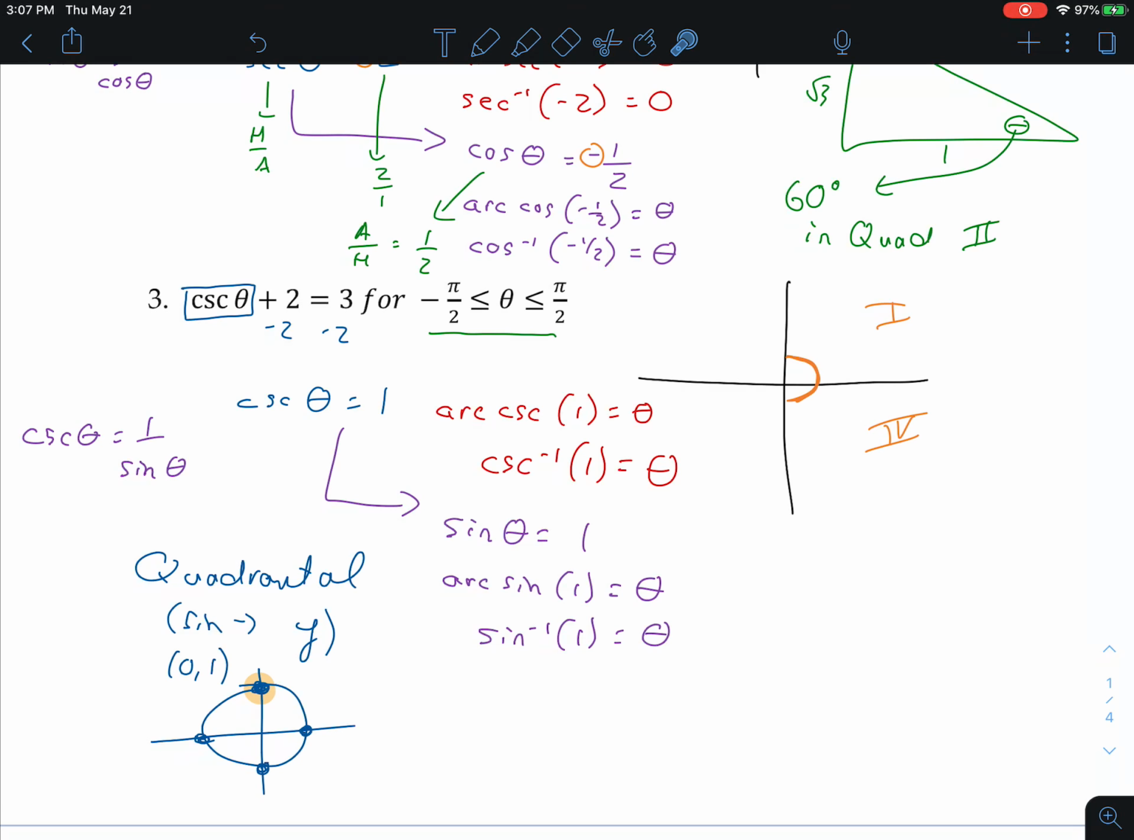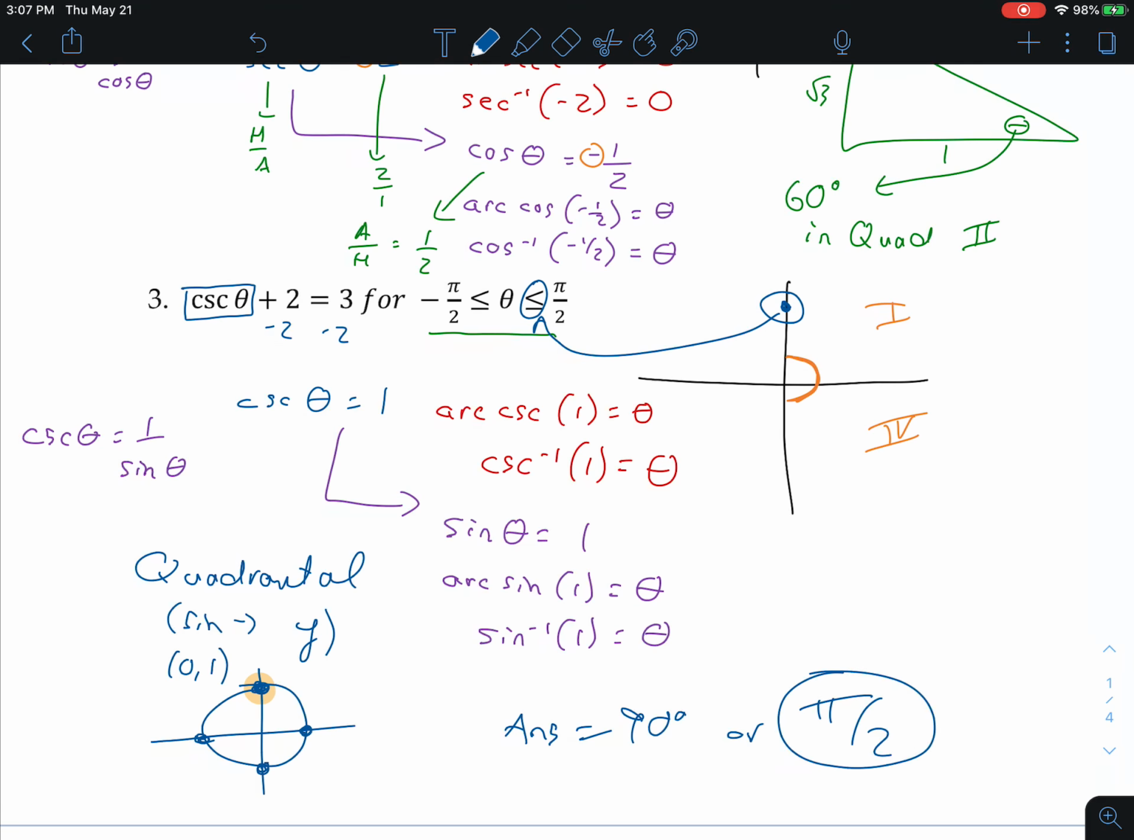We remember quadrantals. We did that a while ago, but whenever I get 1 or 0 for sine or cosine, I'm looking at a quadrantal. All right, so I'm all the way at the top. Can I be all the way up here? Is that allowed? Yes, because I am less than or equal to. So my answer is 90 degrees or pi over 2.